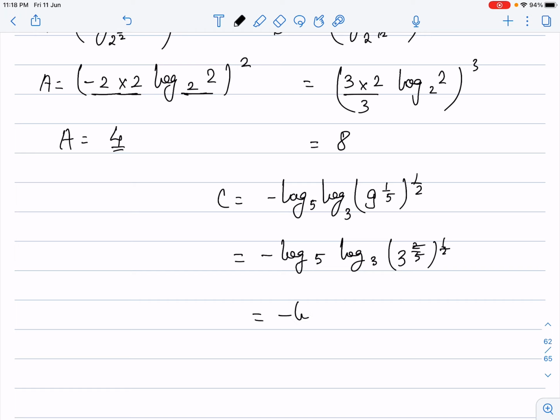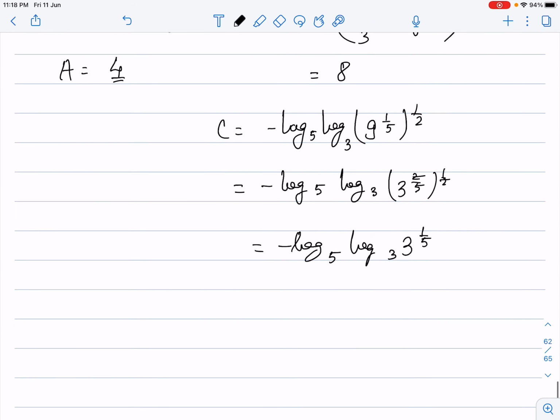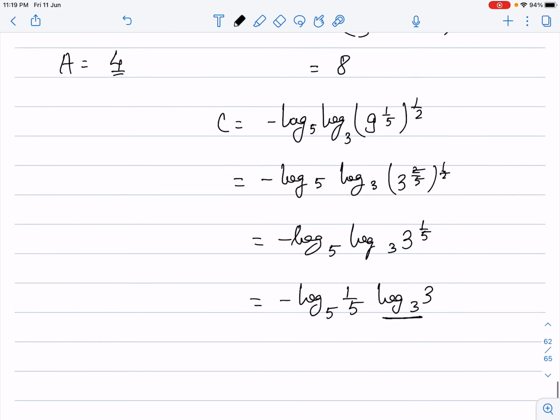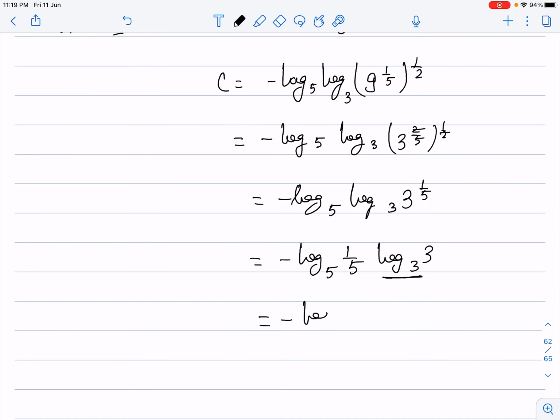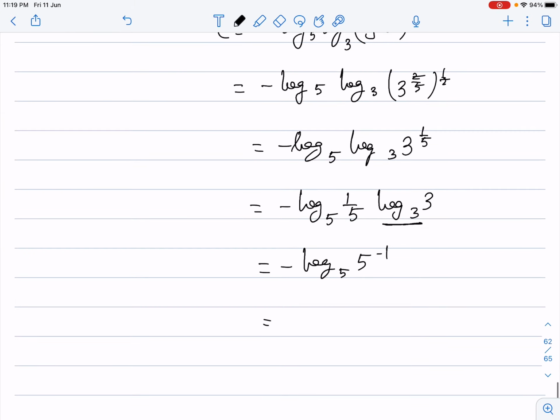Then it will be minus times minus log of 3 to the power 1 by 5 base 3 and 5 over here. Now 1 by 5 will come in front of it. So minus times of log of 1 by 5 base 5 and log of 3 base 3. This will become 1 over here. So we may write it as minus times of log of 5 to the power minus 1 base 5. That means 1 only because minus 1 will come in front of it and log of 5 base 5 will remain. So value of C will be 1 over here.